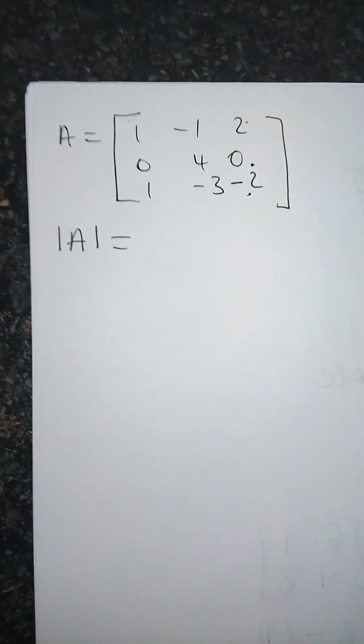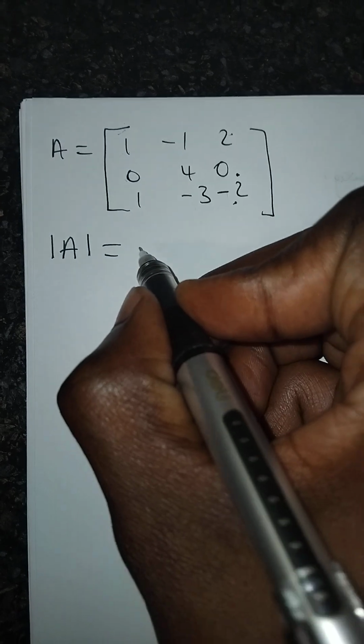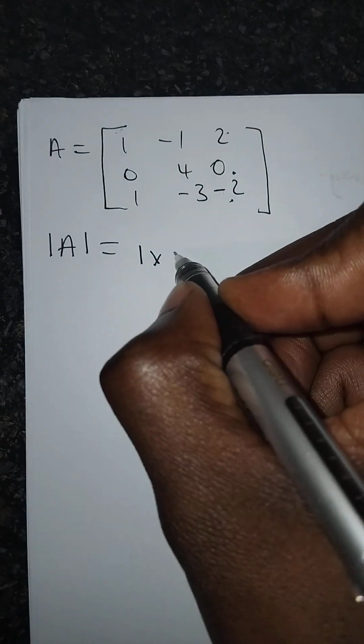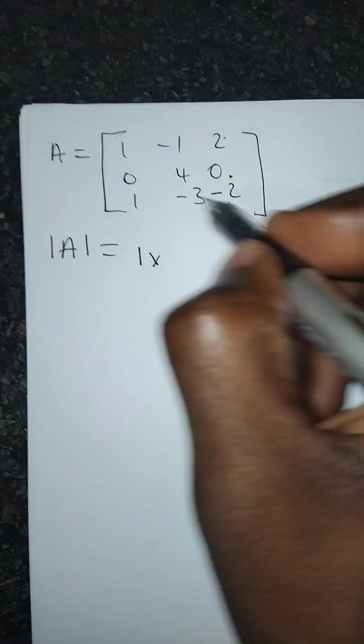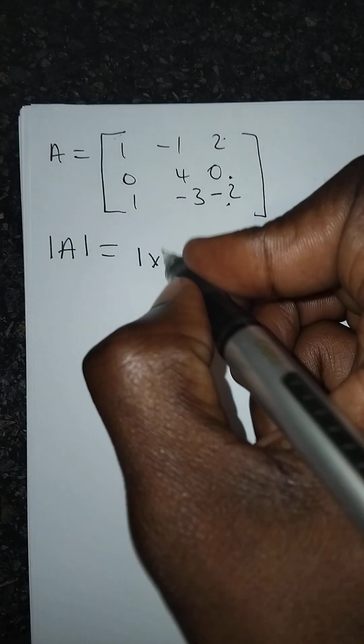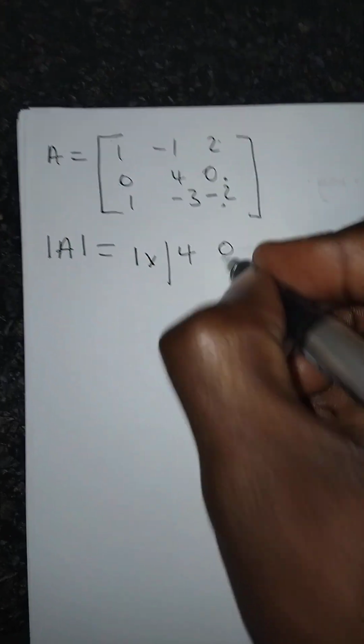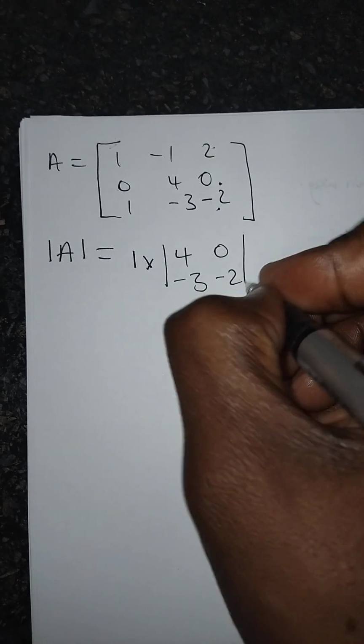So if I'm using the first row, I'm going to say 1 multiplied by, we cancel the row and the column, and the respective matrix that remains there, the minor, is 4, 0, -3, -2, like that.